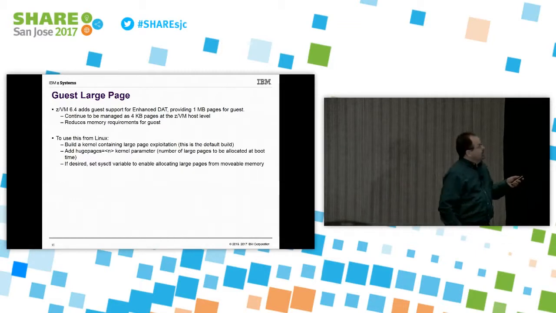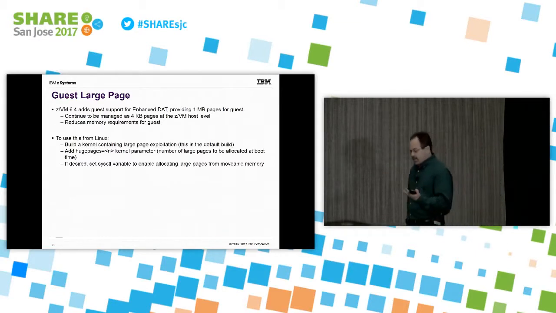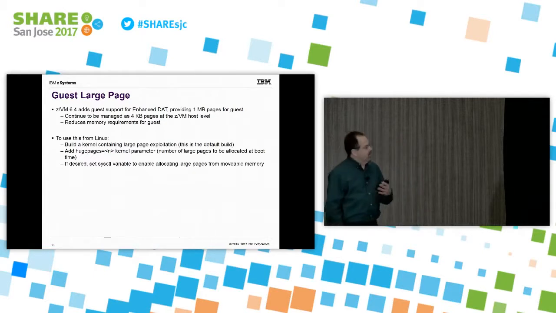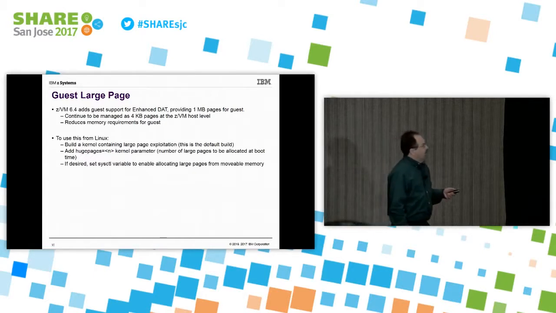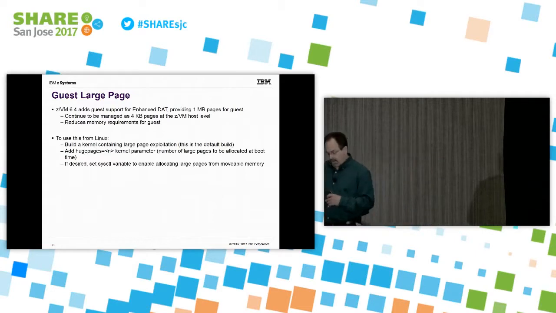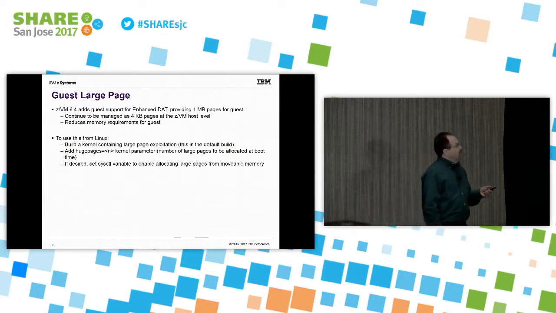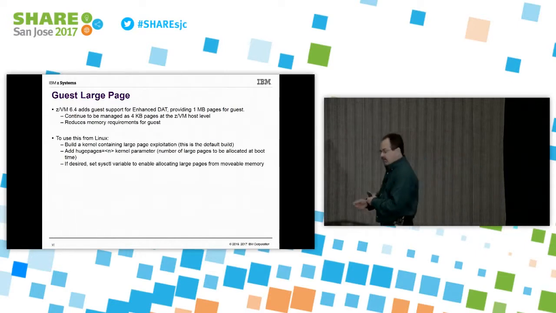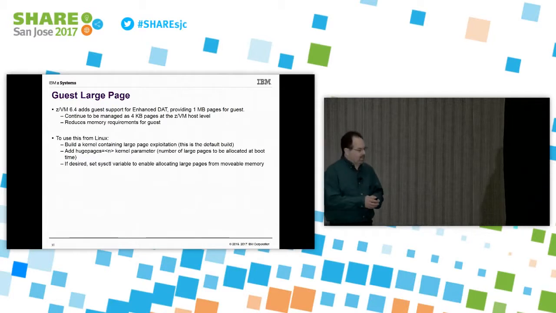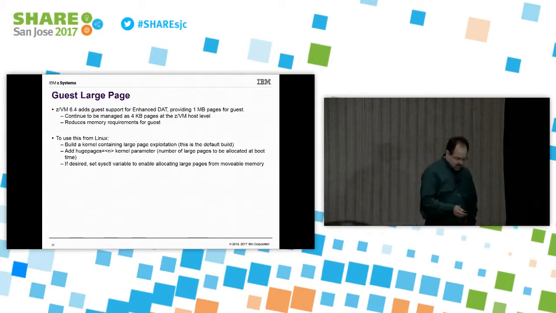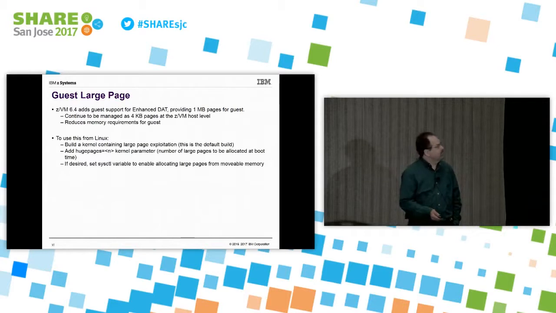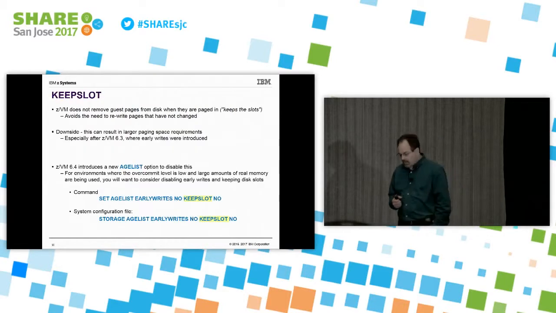If you're going to want to use this in Linux, you want to have a kernel that has large page exploitation built in, which is the default, but you want to make sure that's there. Add the huge pages kernel parameter with the number of pages you want allocated, and you can use the syscontrol variable as well. So for guests, 1 megabyte pages for guests still managed as 4K pages in z/VM, in the host.